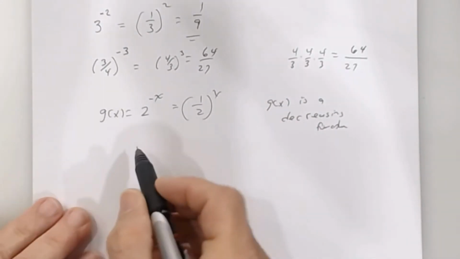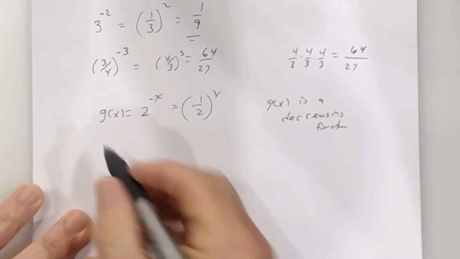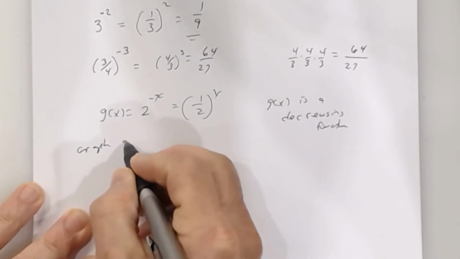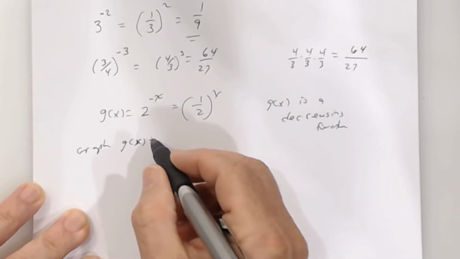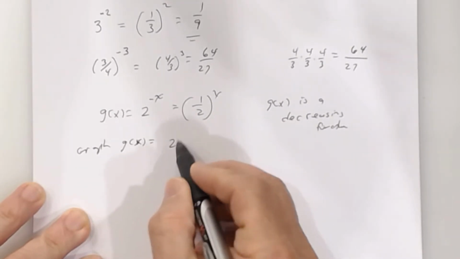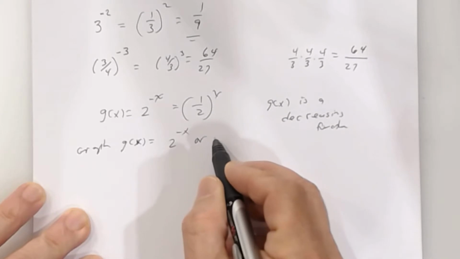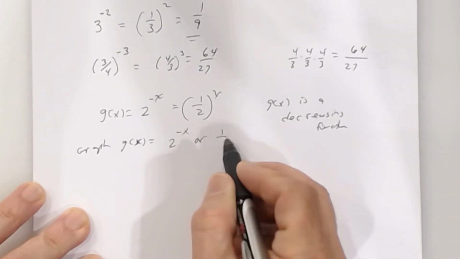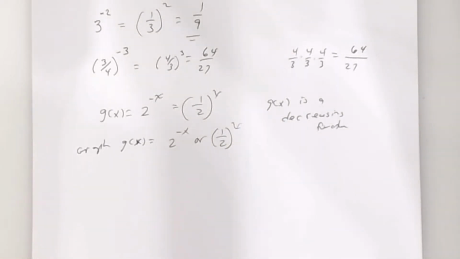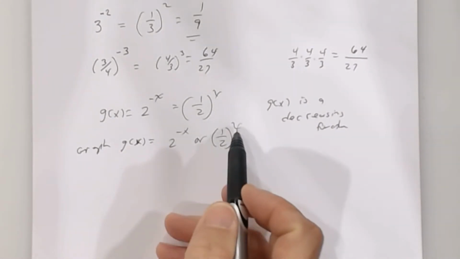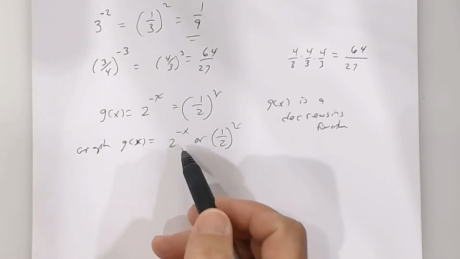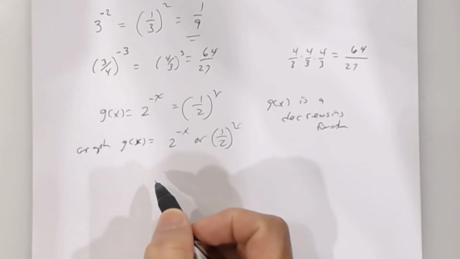All right. So there are 2 ways that you can graph this. Now we're going to graph this. So let's graph g of x. You can use 2 to the negative x, or you can use what? 1/2 to the x. They're both the same graph. They're both equivalent. This negative exponent, to make it positive, I take the reciprocal of the base. They're both equivalent, so the graph will be the same.